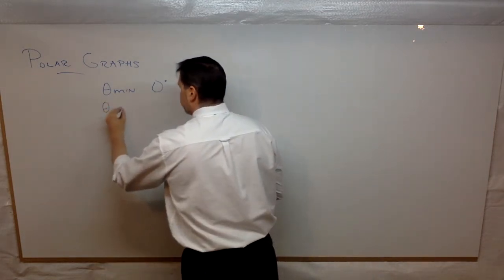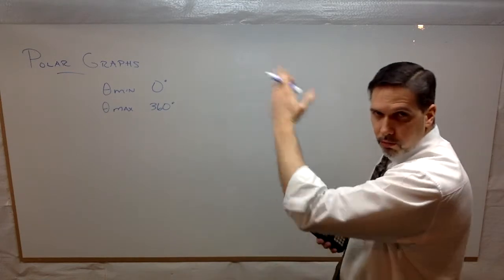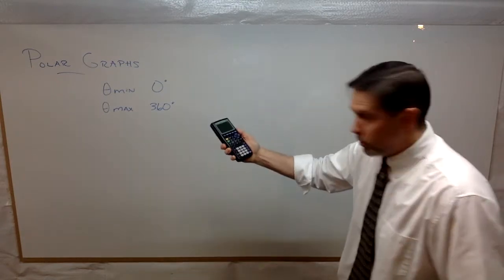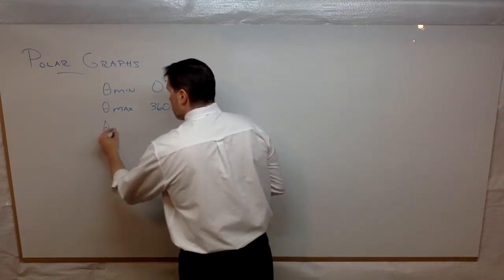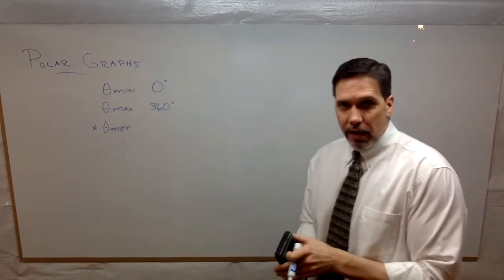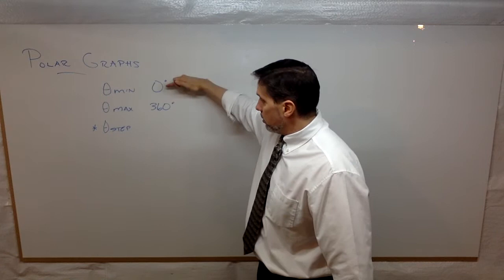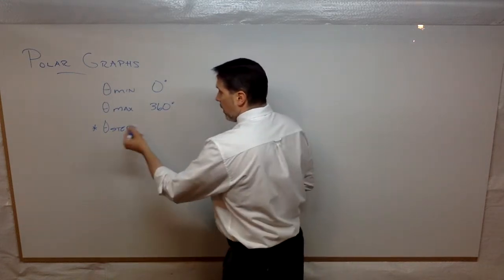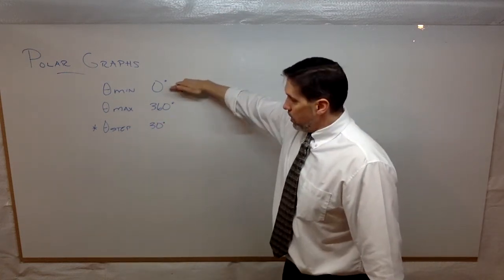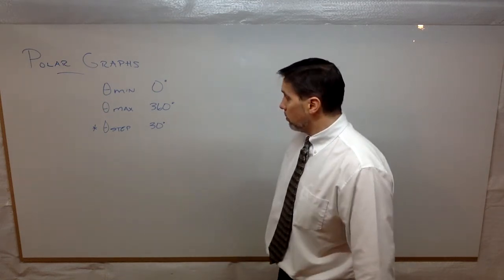Theta max, this is not random, 360 degrees, one full revolution. So we're going to graph going around, degree-wise, and hit a full revolution. And then the last one is theta step. This is actually pretty important, this theta step, because when your calculator graphs, it's only going to plot the points at each step of the way. So you're going from 0 to 360, and if you want to count by 30s, well, it's going to plot 0, and then see what happens at 30, 60, 90, 120, etc., till it gets to 360.